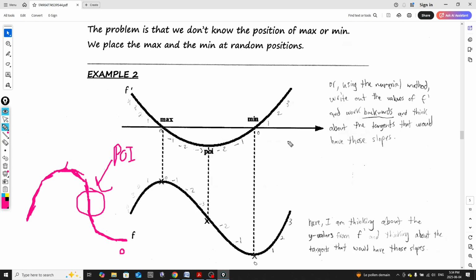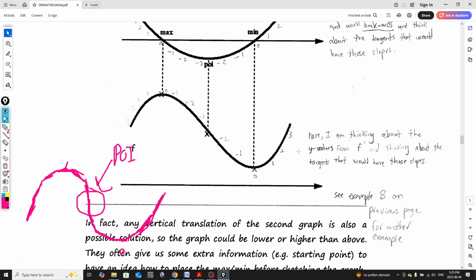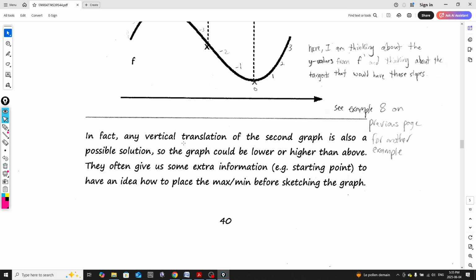And then you just keep going. So a slope of 1, a slope of 2, a slope of 3. So there you go. That's kind of how you get that. Hopefully that is relatively clear.